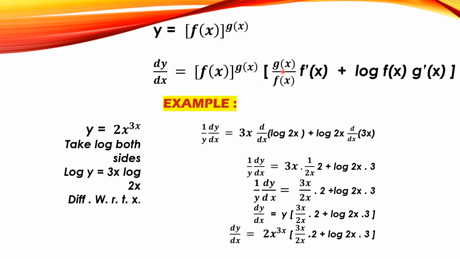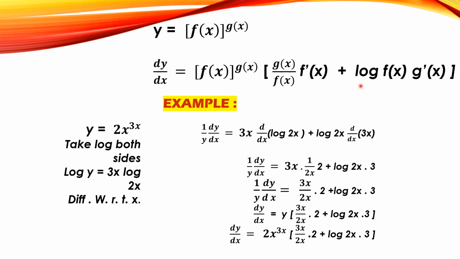Bracket starts: power multiplied by the base, g of x divided by f of x, multiplied by f dash x. This is the derivative of the base, f dash x, plus log of f of x, the log of the base, multiplied by the derivative of the power, g dash x. So now what is this?